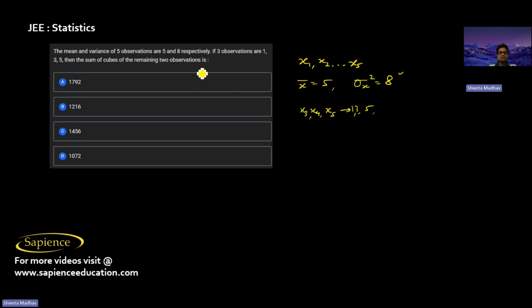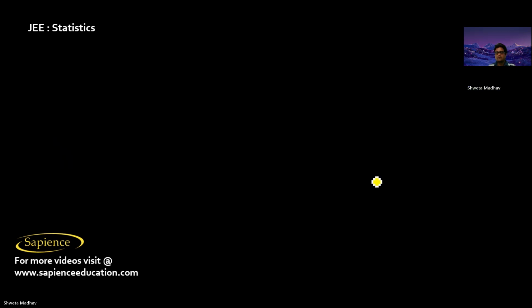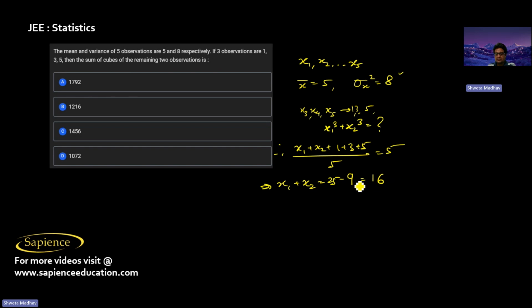Then the sum of the cubes of the remaining 2 observations means I have to find x1 cube plus x2 cube. So this we need to find, sum of the cubes of the remaining 2 observations. So now it is told that x1 plus x2 plus 1 plus 3 plus 5, which are x3, x4, and x5, divided by 5, that is equal to 5. So therefore x1 plus x2, that will be equal to 25 minus 5 plus 3, 8 plus 1, 9. So that is equal to 16.